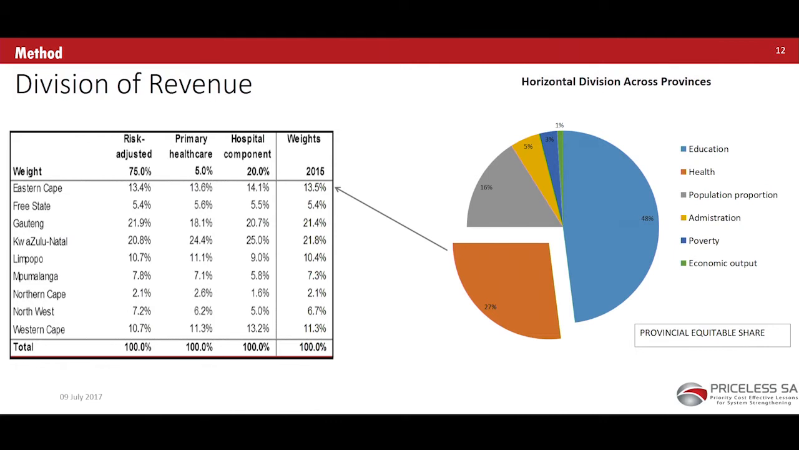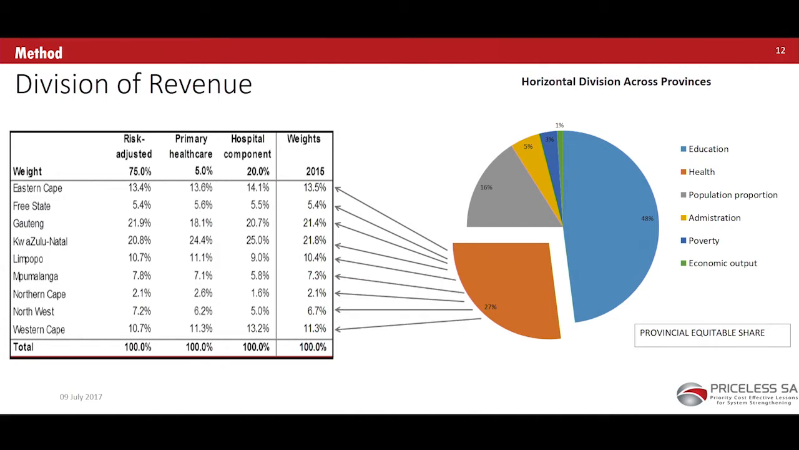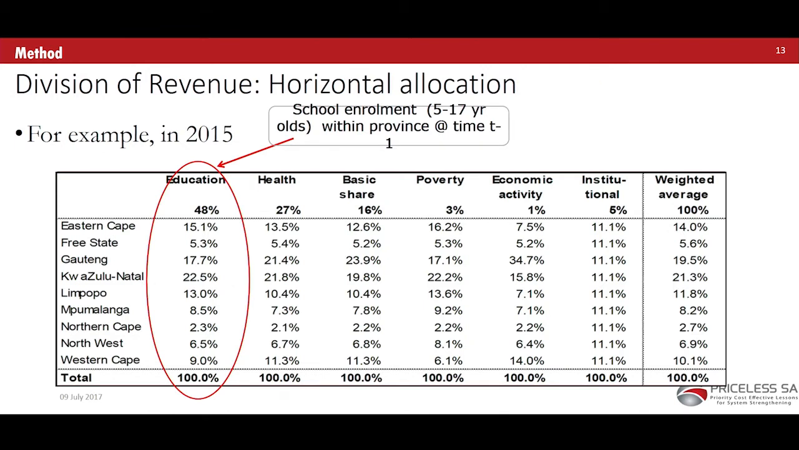So here we've got our nine provinces. Eastern Cape gets just under 14% of the health component. Free State gets 5%, Gauteng and KwaZulu-Natal get 21%, the biggest share, and so on to Western Cape. The same thing happens with the other components.